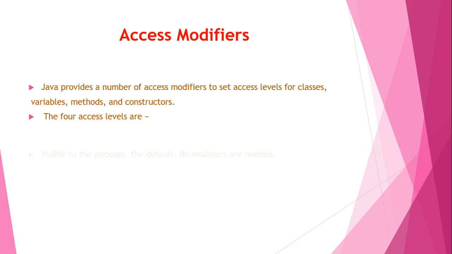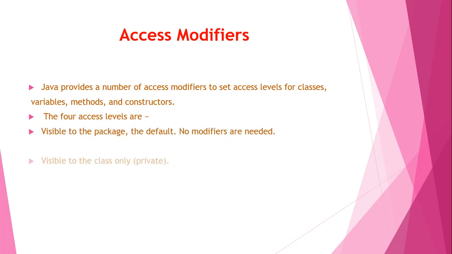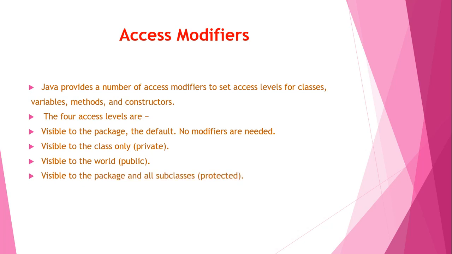The four access levels are: visible to the package, the default, where no modifier is needed; visible to the class only, that is private; visible to the world, that is public; and visible to the package and all subclasses, that is protected. So, an access modifier acts as a control for a program, where we decide the visibility of a program, or up to how much we set the visibility of our program. We can do this with the help of access modifiers.